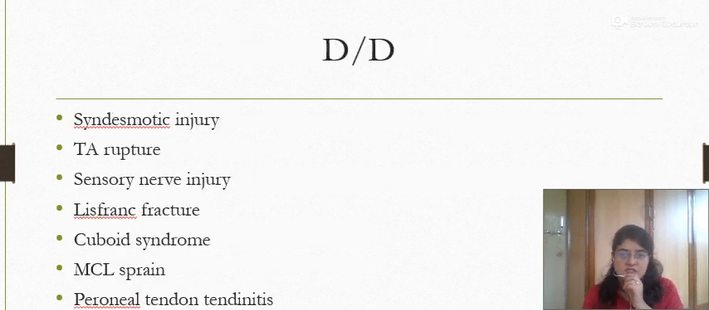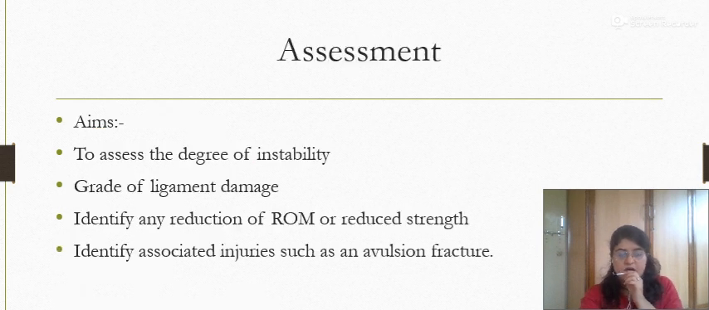Differential diagnosis, here is the list. Syndesmotic injury, Achilles tendon rupture, sensory nerve injury, Lisfranc fracture, cuboid syndrome, MCL, that is medial collateral ligament sprain, and peroneal tendon tendinitis.